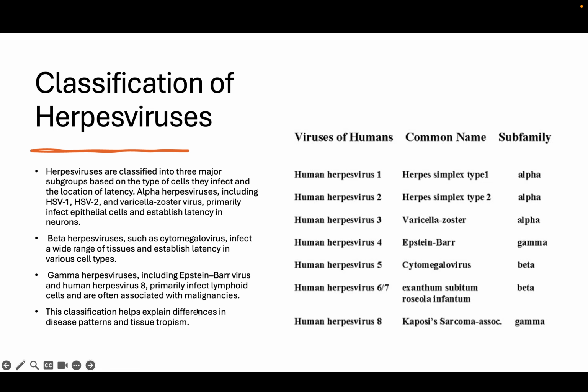So the classification helps to explain the differences in the disease patterns and the tissue tropism. So that's why you should look at the family.